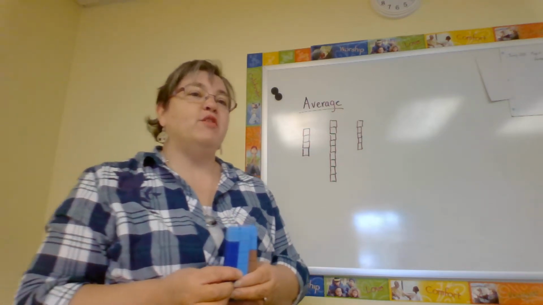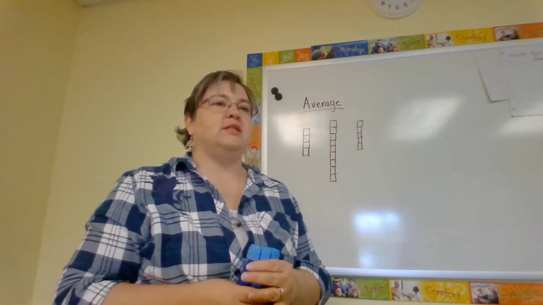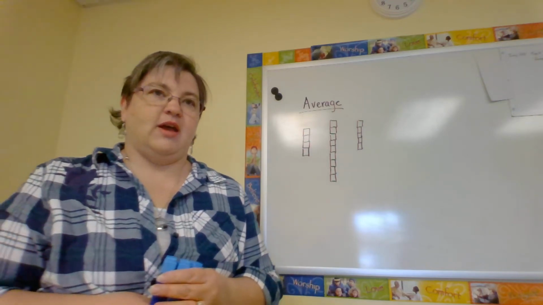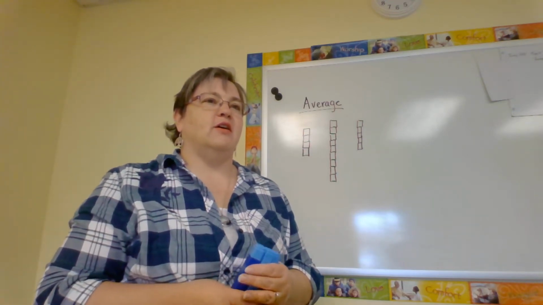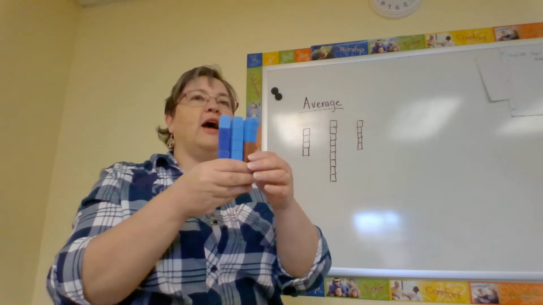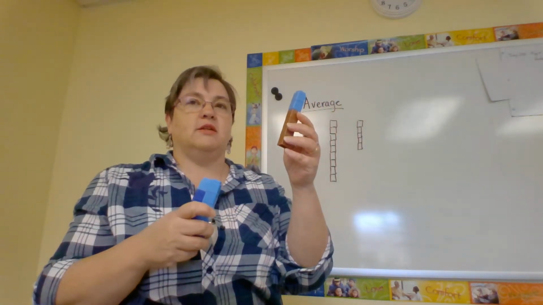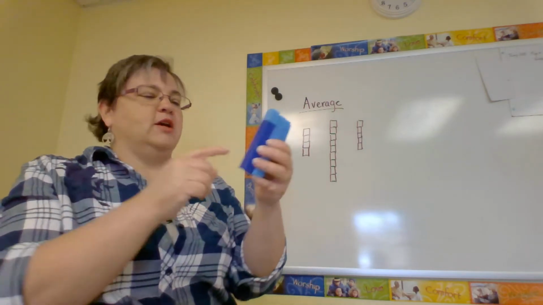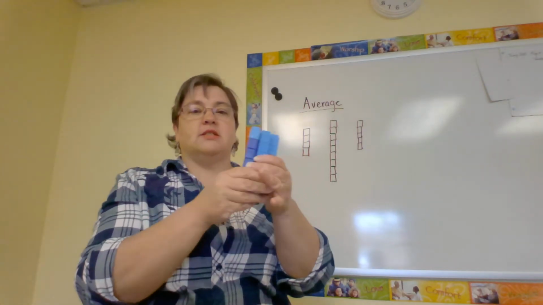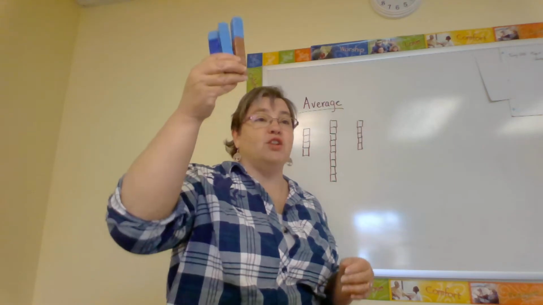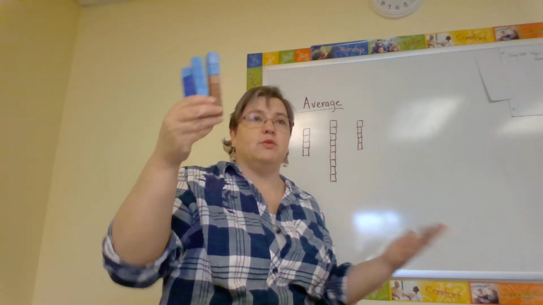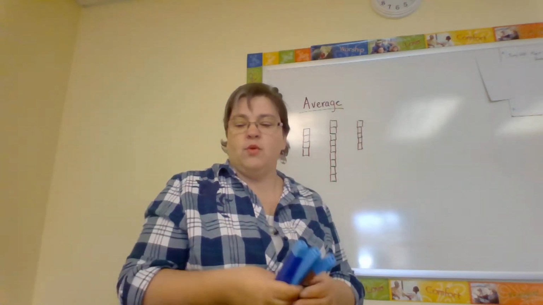Once you have them all the same size, count them and tell me. All right, how tall? Phoebe, how tall? 6. Wyatt? 6. Let's see if I'm right. 1, 2, 3, 4, 5, 6. Great. You actually just used the Unifix cubes to find an average. Was that hard? No, it wasn't.